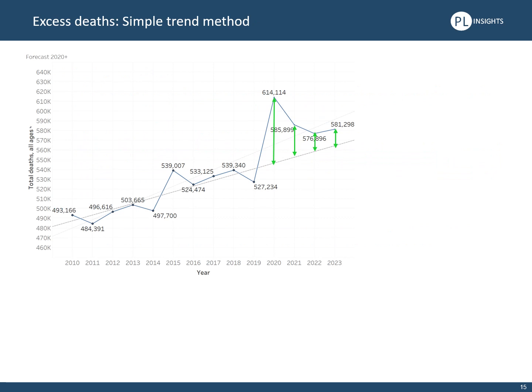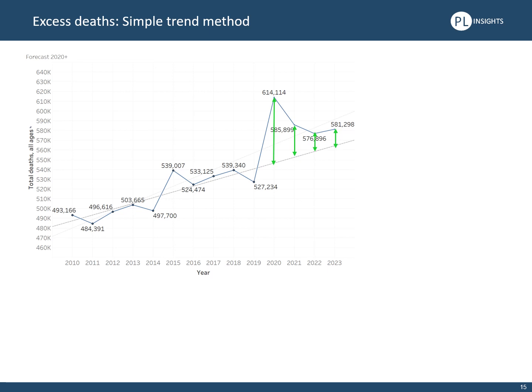So this chart returns us to the annual deaths chart that we saw on slide 5, except that now I've extended the deaths data from 2019 to encompass the pandemic and the post-pandemic period, so an additional 4 years of data. In 2020 we saw 614,114 deaths, etc., up to 2023 where we saw 581,000.